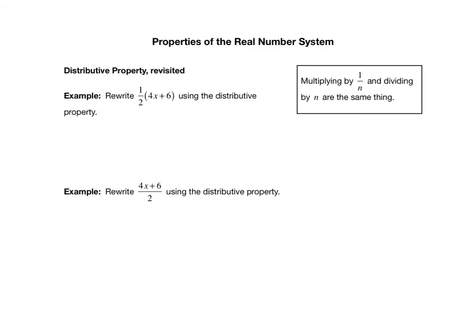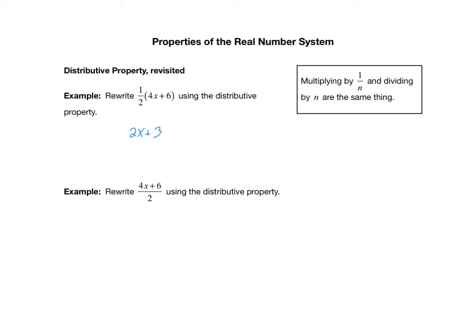We're now going to use the distributive property in a different way than what we just saw on the previous screen. Let's first take a look at this. Rewrite 1/2 times the sum 4x with 6 using the distributive property. So the 1/2 would multiply into the 4x and into the 6. Well, half of 4x is 2x, and half of 6 is 3. And this was addition, so it's 2x plus 3.